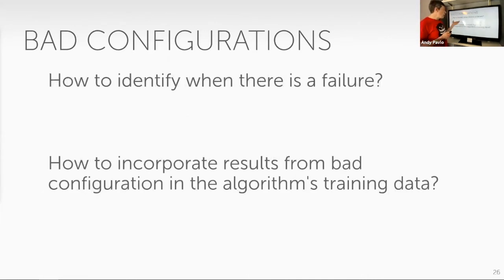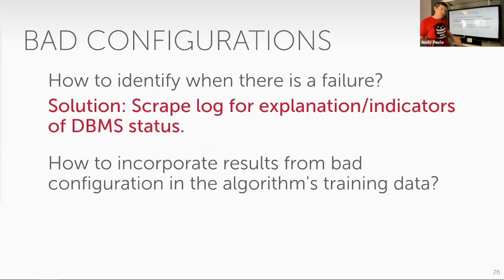All right, so how do we identify there's a failure? In the case of Oracle and Postgres and MySQL, we scrape the log and see when we come back up, if it fails to start, is there an error message that says something bad has happened? It's not ideal, but it's the only thing that sort of exists now. But then the tricky thing is, how do we then incorporate the results from the bad configuration back into our algorithms and say, okay, don't try this again.